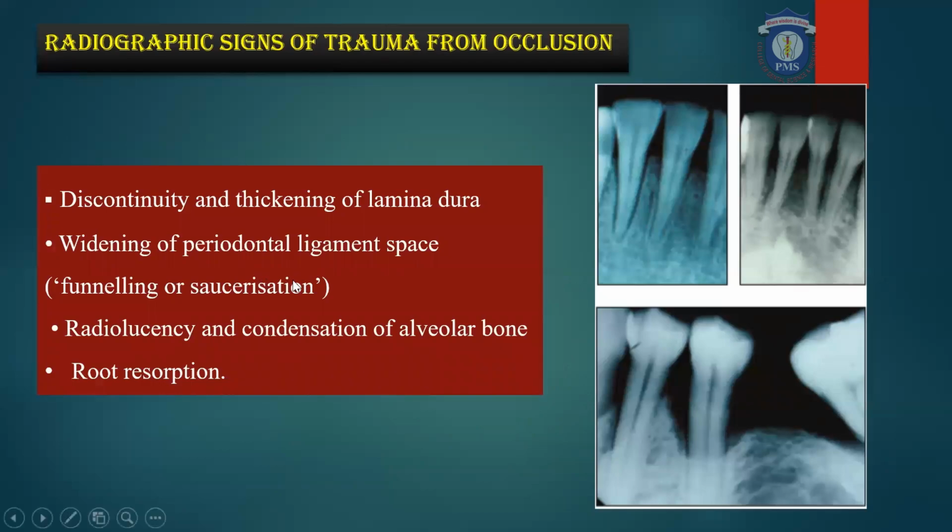Radiographic signs: there will be discontinuity and thickening of the lamina dura, widening of the periodontal ligament space, funnel-shaped or saucer-shaped thickening of the alveolar crest, radiolucency or condensation of the alveolar bone, and root resorption is also noticed in radiographs.